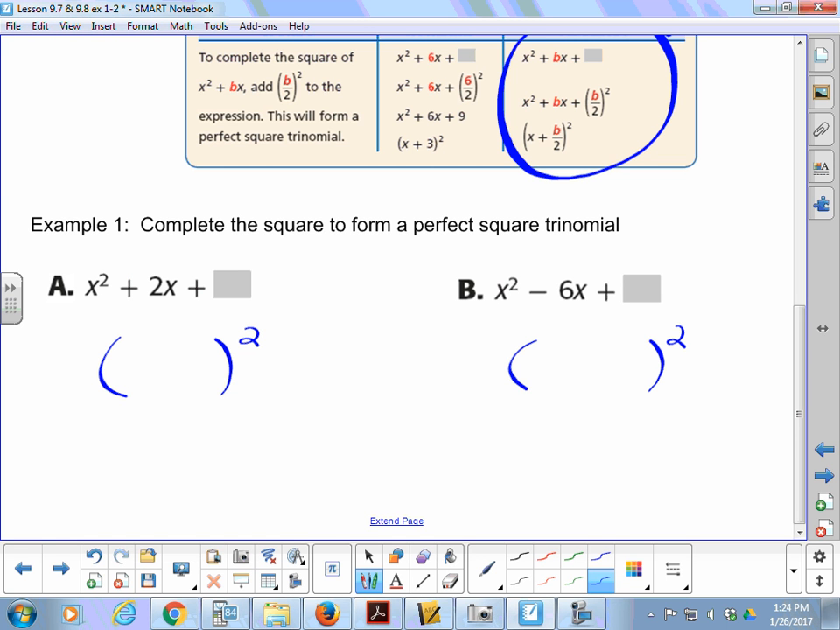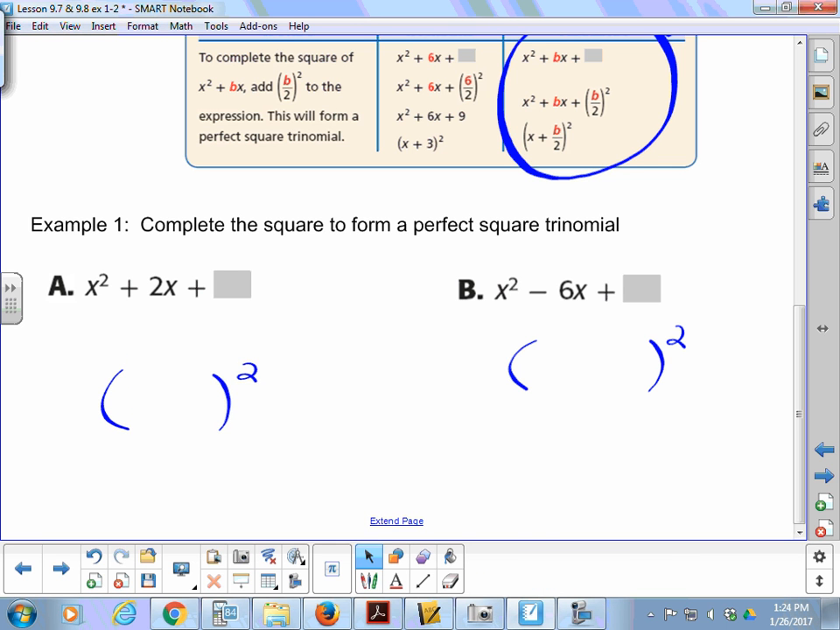Now, when I'm completing the square myself, I have a specific pattern that I work with, okay? And I think it works for some people. Other people would rather just focus on how this is done, okay? And that's fine. It just depends on you. So here's what I do.